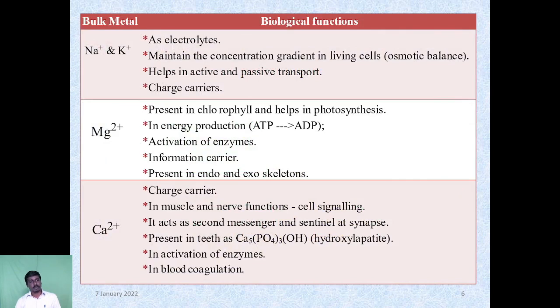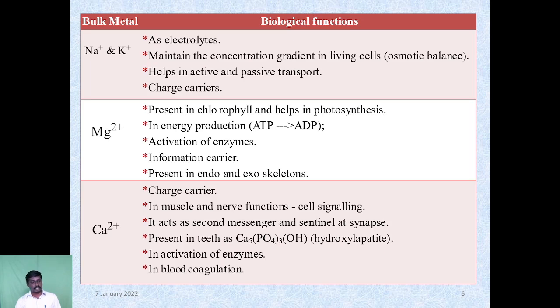In the bulk elements, sodium and potassium ions are involved in biological functions as electrolytes, maintaining the concentration gradient in living cells as osmotic balance. They also help in active and passive transport, and Na+ and K+ act as charge carriers. At the bulk level, they help maintain osmotic pressure in the human body. Another example is Mg2+, present in chlorophyll, which helps in photosynthesis, and helps in energy production from ATP to ADP. Mg2+ also activates enzymes, acts as an information carrier, and is present in endo and exoskeletons.